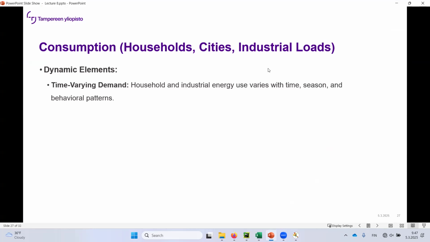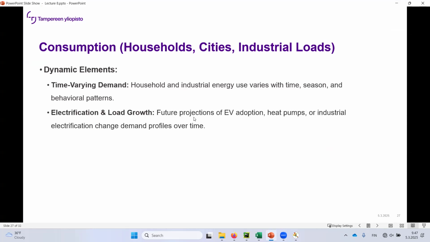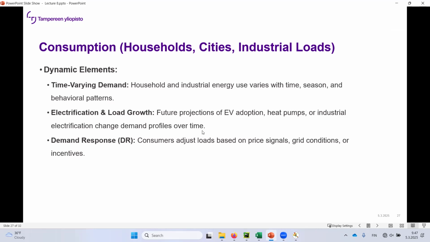So related to consumption, these dynamic effects, we have time varying demand, electrification and load growth. That is a long-term scenario. We're not going to cover that here, but we're going to have more electric vehicles, more electricity-consuming systems, heat pumps, industrial electrification, those heat boilers and so forth. So that's going to go up. That's something you would have to take into account if you were to model, for example, electricity price towards, let's say, 20 years, 10 years.